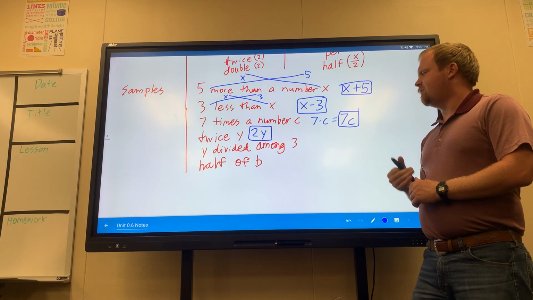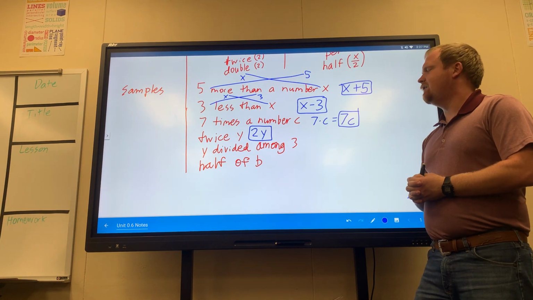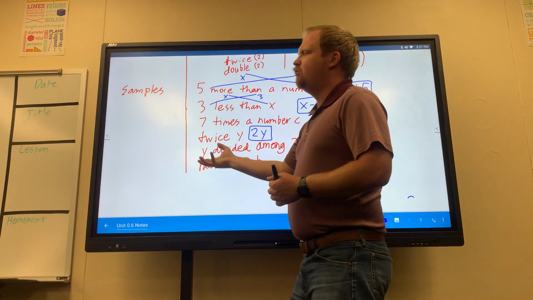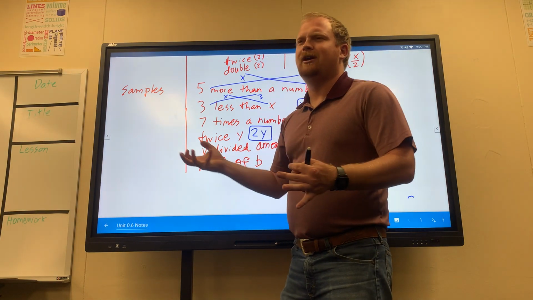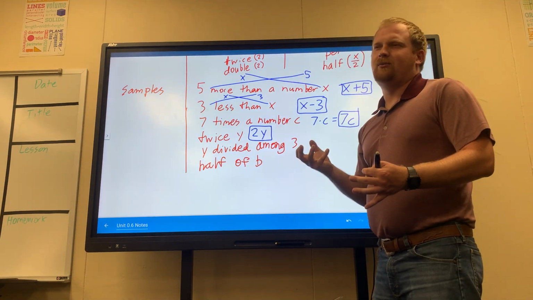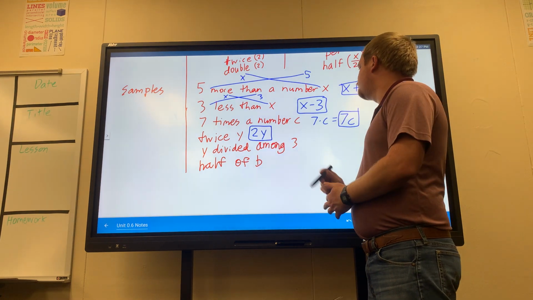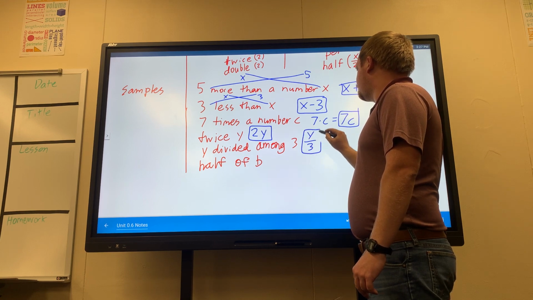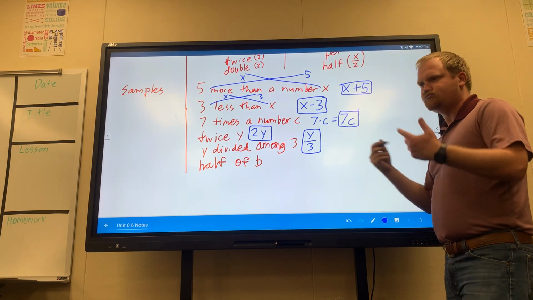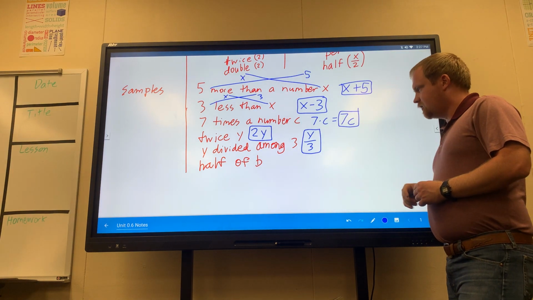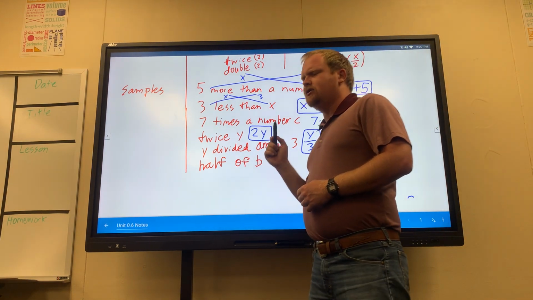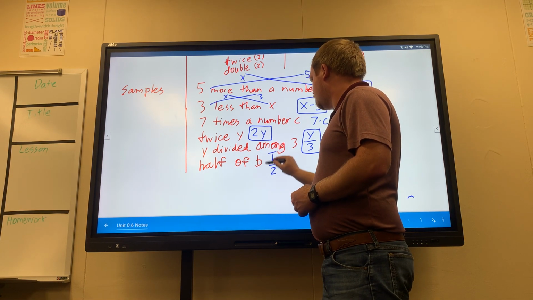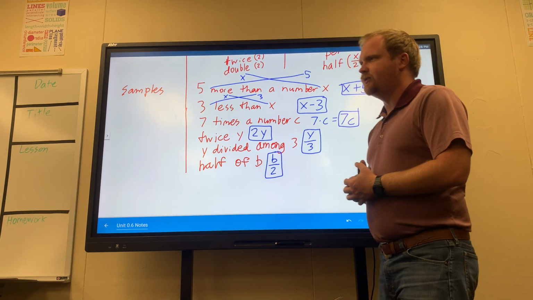y divided among 3. Okay? So if I have y amount and I have 3 people, I have to divide it out evenly. That's what divided among would mean. So I'm going to say y over 3, which is the same thing as y divided by 3. Now, half of b. I know whatever b is, half of that. So that's going to be my answer for that problem.